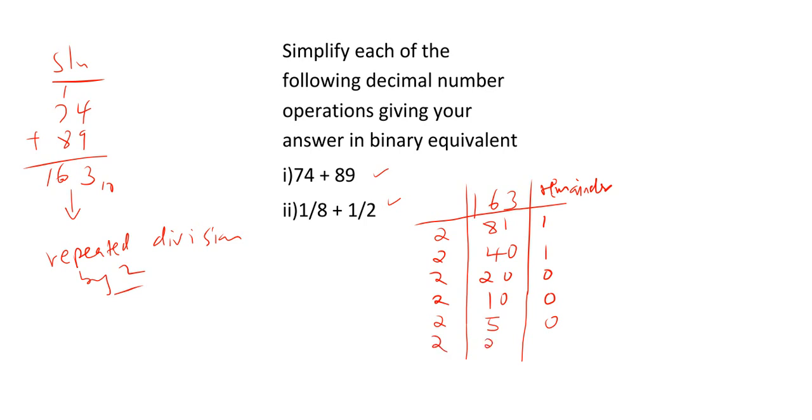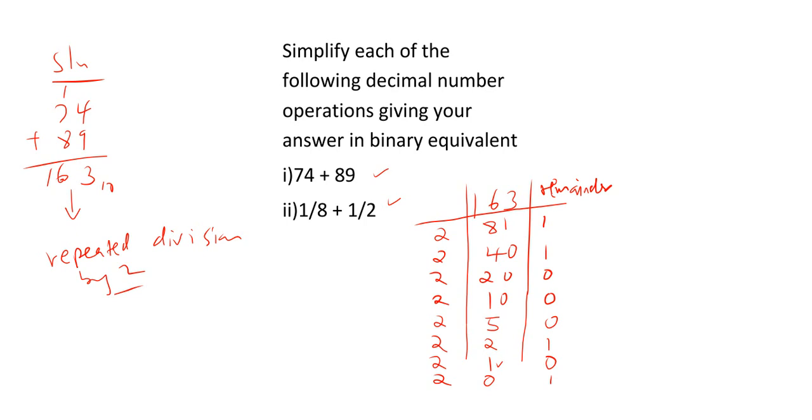Then we have by 2. It goes 2 times in 5, then we remain with 1. 2 in 2, it goes 1 time, then it remains 0. Then we have by 2 in 1. It goes 0 times, and we remain with this 1. So we divide until we get a 0 at the end.